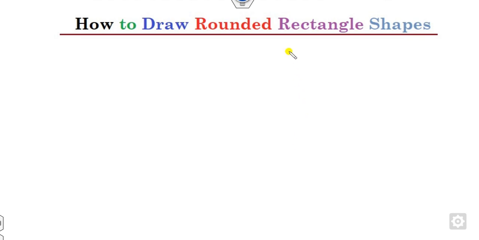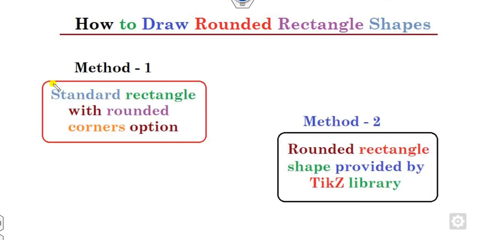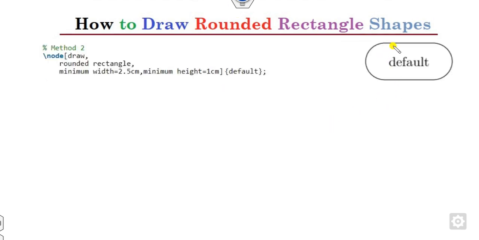Second thing is how you can draw the rounded rectangle shapes. For example, you can see that this is a rectangle, but how you can make this one, this rounded rectangle. There are two ways you can do that. One is with the help of this rounded corner option, and second is with the help of the rounded rectangle. So we will discuss both in this video. So look at this, this is how you can draw this rounded shape.